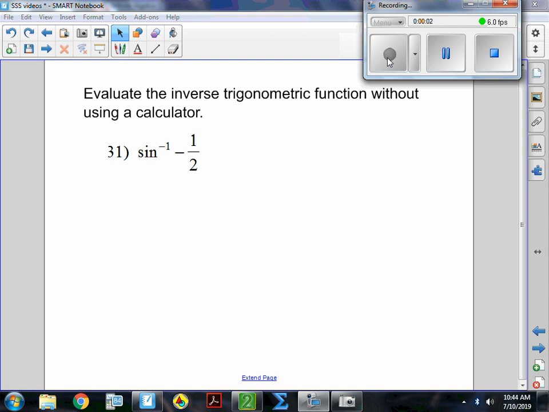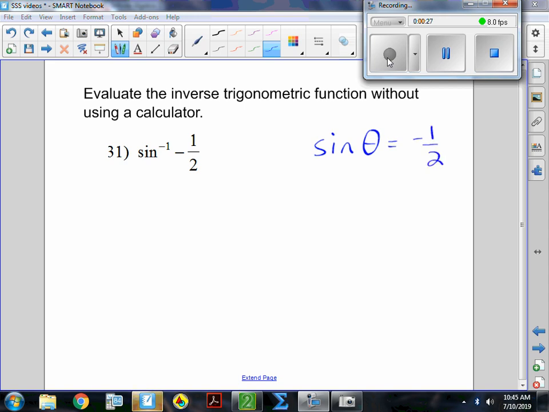Okay, for inverse trigonometric functions, I'm going to spend more time in the video than you would normally do just doing the problem because I want to make sure you guys have an understanding of where the values come from. So what we're saying here is what is the angle that when you take the sine of that angle, the sine of angle theta equals negative 1/2? So the question is, what is angle theta?